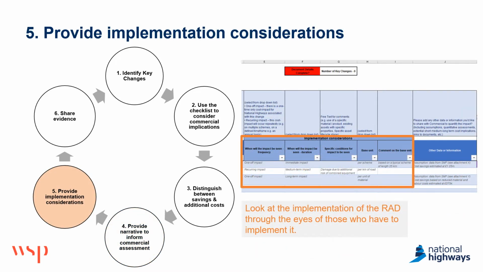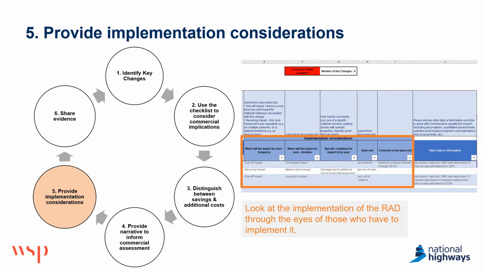The next step in the process then is to provide implementation considerations. And this is a series of columns with a few simple questions with drop-down lists for you to answer. So firstly, when will the impact be seen? Is it one-off or is it recurring? When will the impact be seen duration-wise? So will it be just in the immediate term, or will that cost continue to be seen in the medium or the long term? Are there any specific conditions in which the impact will be seen?